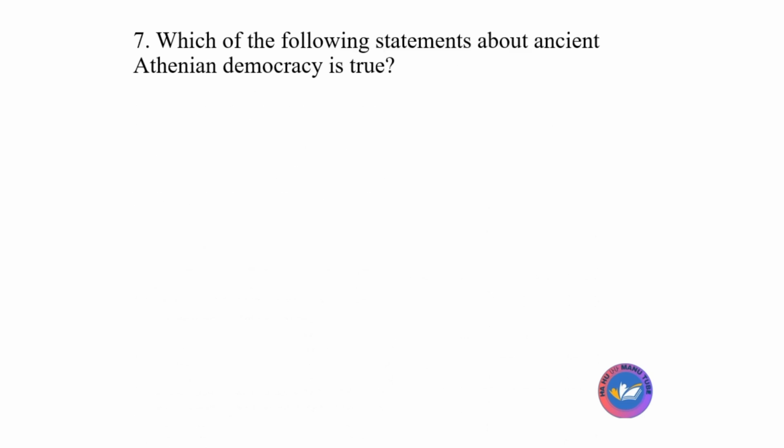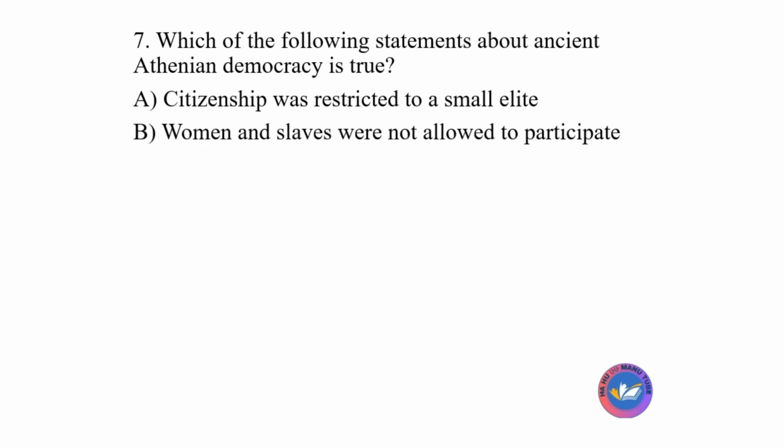Question number 7. Which of the following statements about ancient Athenian democracy is true? A. Citizenship was restricted to a small elite. B. Women and slaves were not allowed to participate. C. It was a direct form of democracy. D. All.